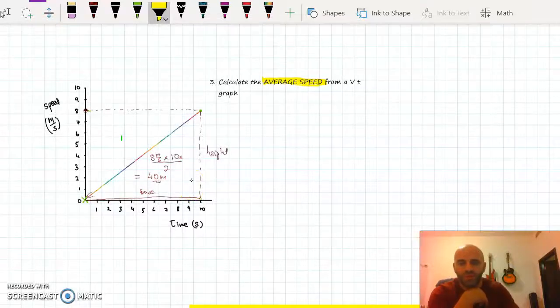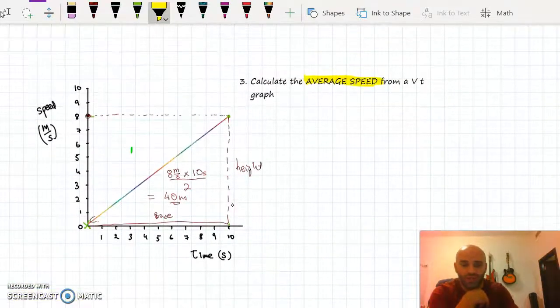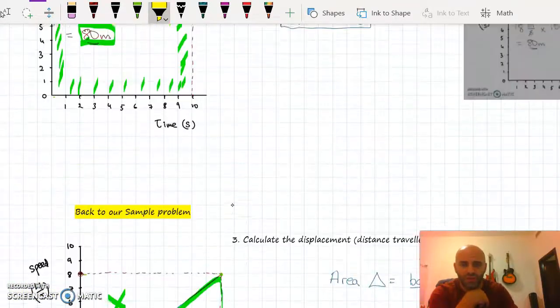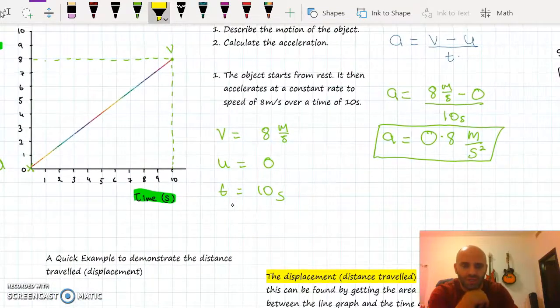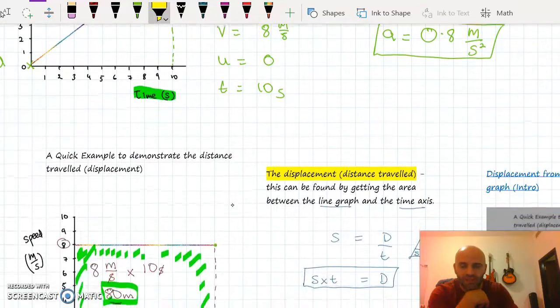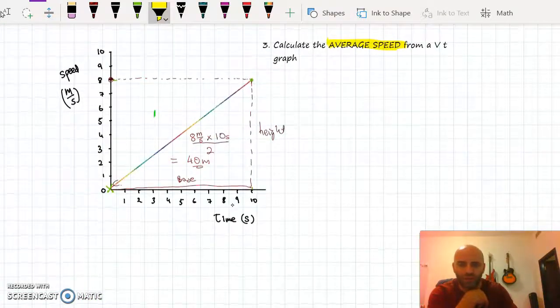Okay, so this video is on calculating the average speed or the average velocity when you're given a VT graph. Sometimes this is what they'll do. They'll give you a VT graph that might look like something like this, and you'll have to calculate the average velocity and draw the average velocity on the graph.